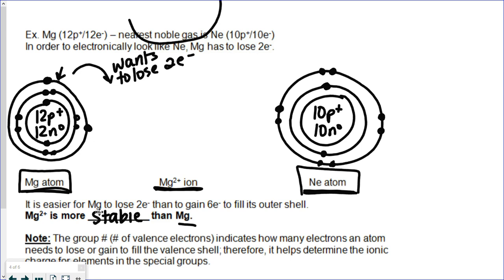So drawing the Bohr diagram for something that is 2 positive, we want to lose those 2 electrons. Oh, it won't let me write in color. We want to lose this electron. Oh, it won't let me write in red, but we want to lose those 2 electrons. So let's draw the Bohr diagram of the magnesium 2 positive ion.